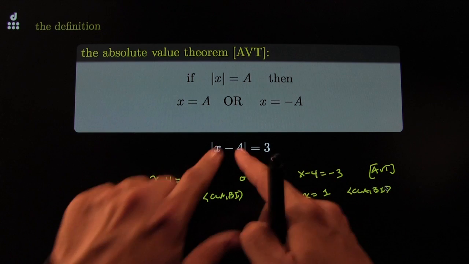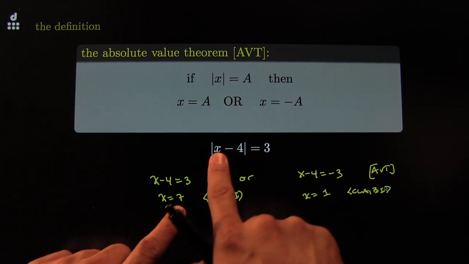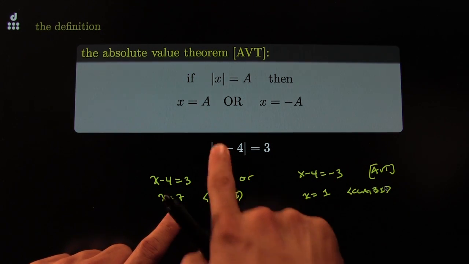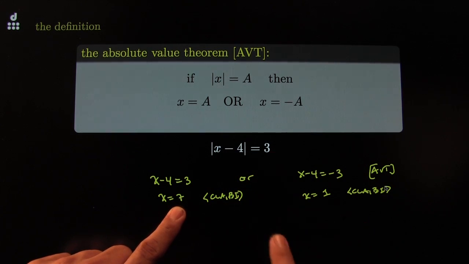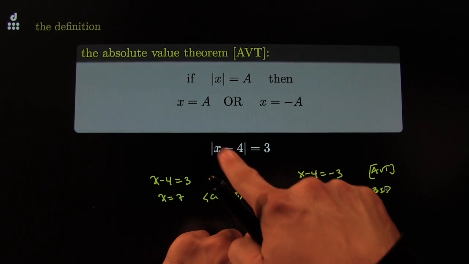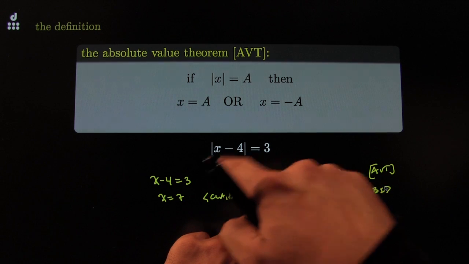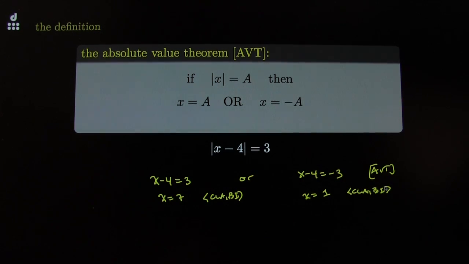You should always check these to make sure they work. If I plug in 7 here, of course I get 7 minus 4, which is 3. The absolute value of 3 is 3. If I plug in 1, I get absolute value of negative 3. The absolute value of negative 3 is 3. Good. Okay, you could check these.